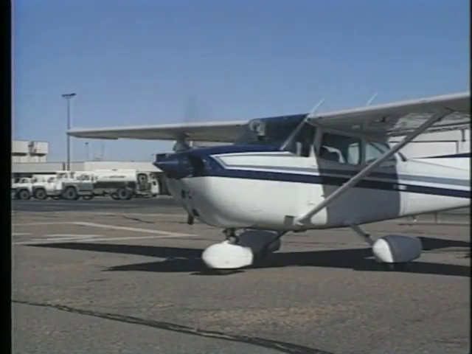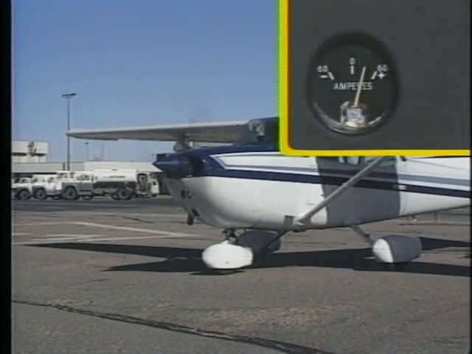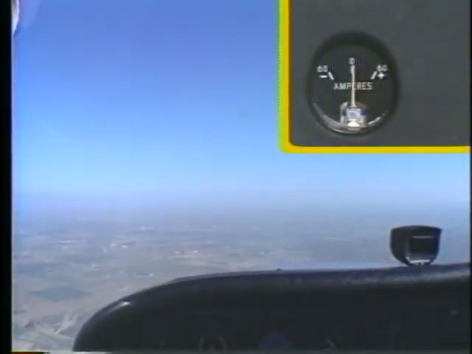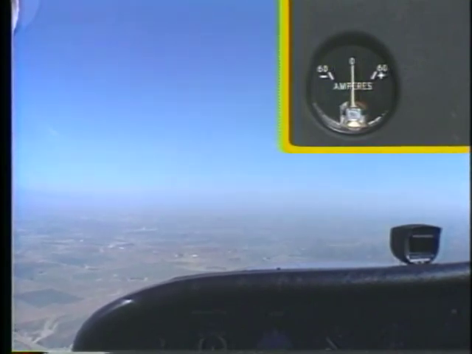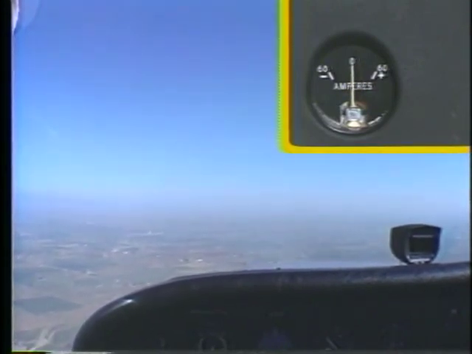After the engine starts, the needle will deflect to the plus side to show that the battery power lost during the start is being replaced. Once the battery is charged, the needle will stabilize near zero to show you that the alternator is now supplying the current to the electrical system.